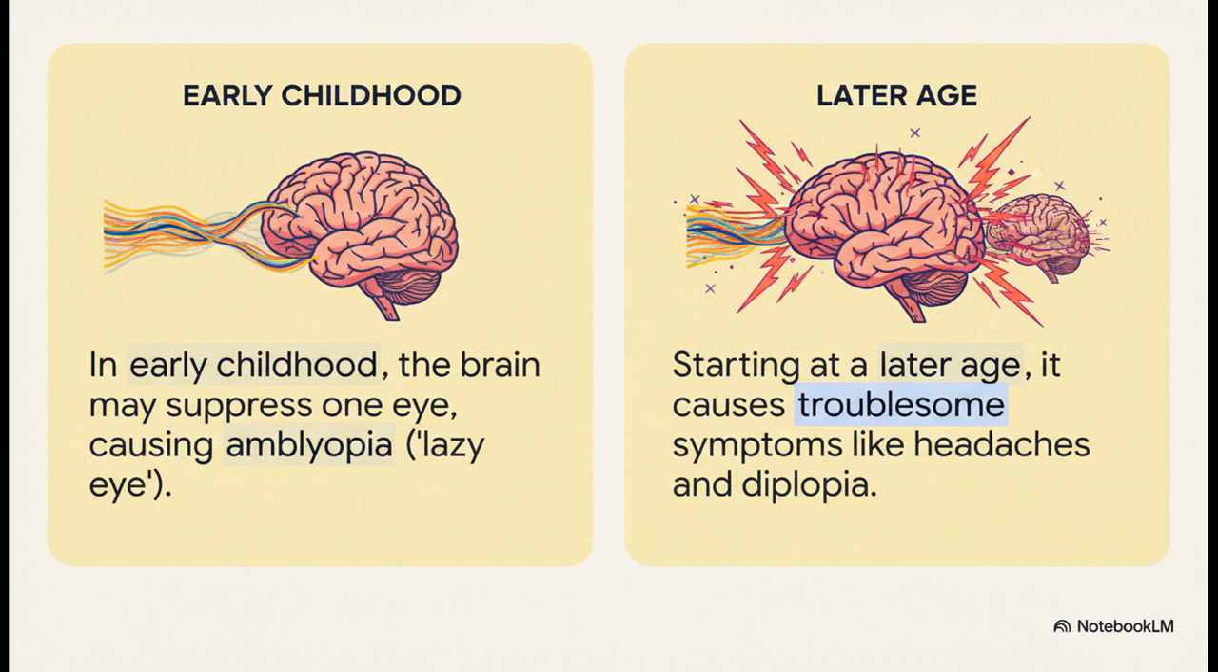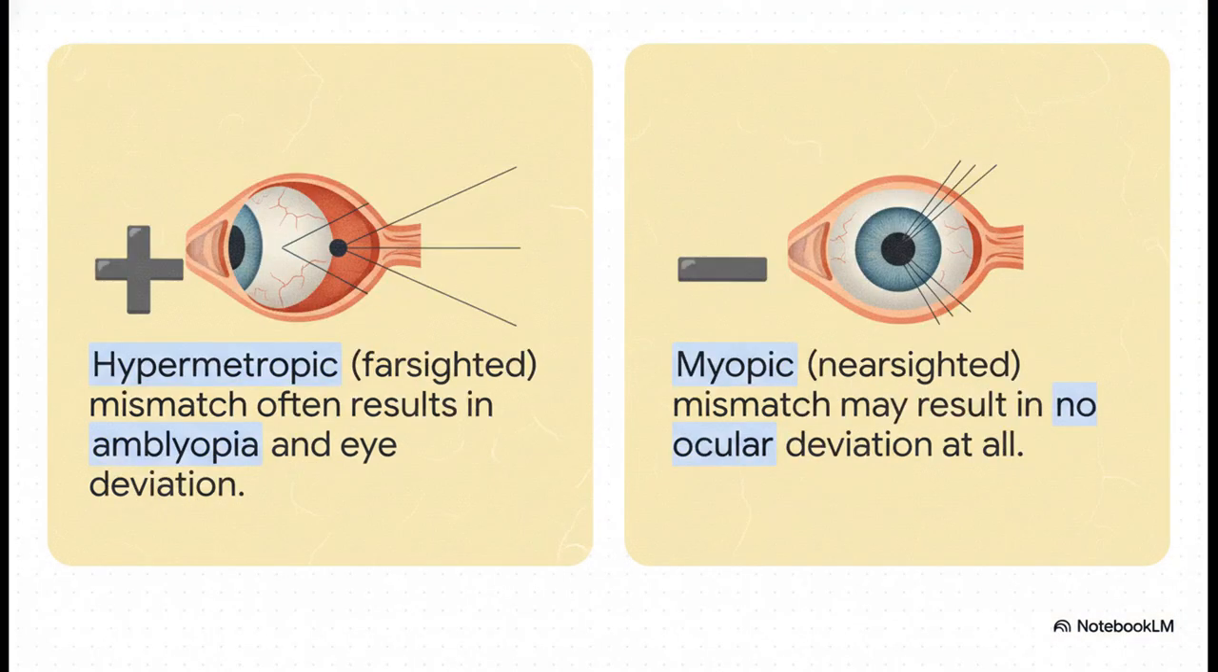But if the condition shows up later in life, the brain's wiring is already locked in. It can't just switch an eye off, so the person is stuck with those frustrating symptoms like headaches and double vision. And the specific type of prescription mismatch matters too. If it's a hypermetropic or farsighted mismatch, it very often leads to an inward turn of the eye and again, amblyopia. But if the mismatch is myopic or nearsighted, the person might not have any visible eye turn at all, which can make the condition a lot harder to catch without a proper exam.